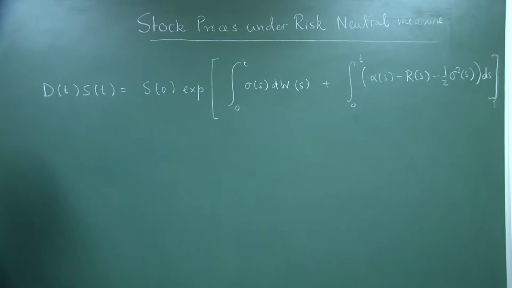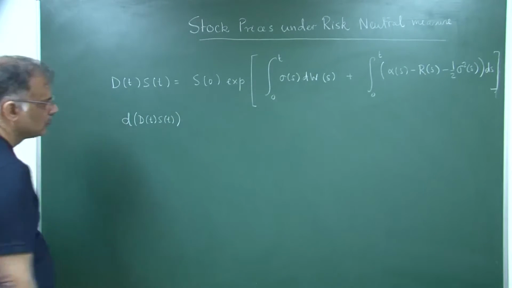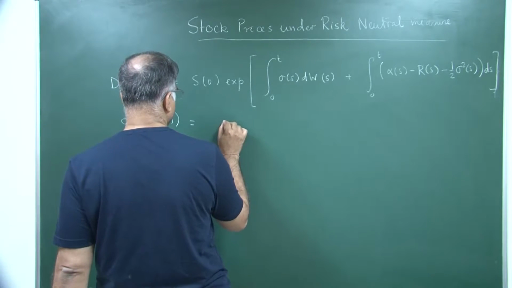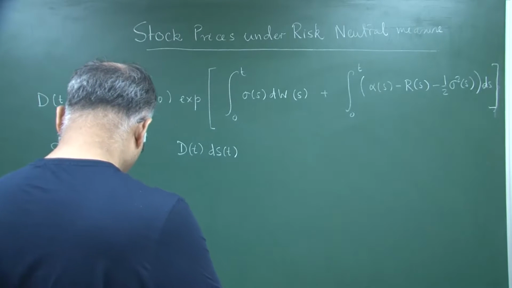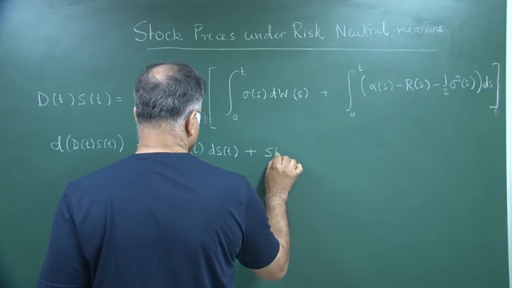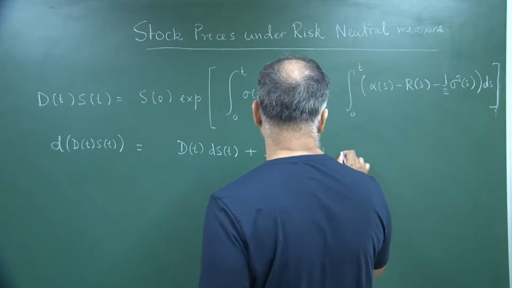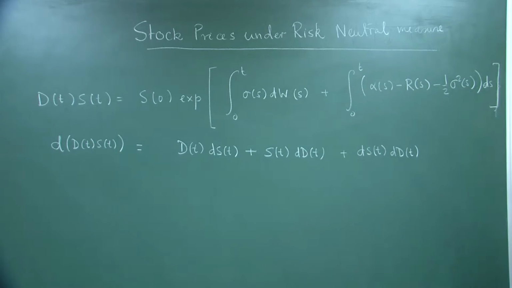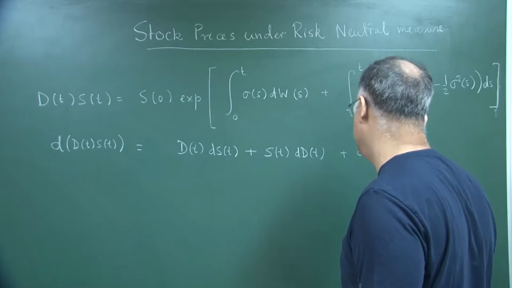Now, I want to see what the differential is. So, we go by the Ito's product rule. By the Ito's product rule, you will have D(t) dS(t), and you know what dS(t) is, plus S(t) dD(t), which you already know, since you have calculated dD(t), plus dS(t) dD(t). That is Ito's product rule. It is just like the product of the derivatives, but with an additional term which comes out because of the quadratic variation.